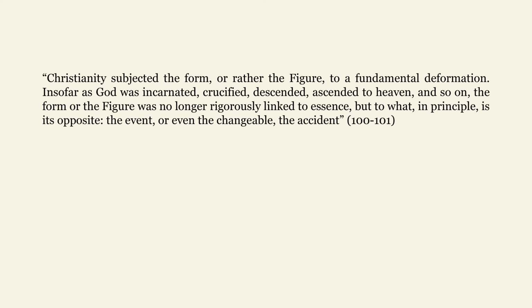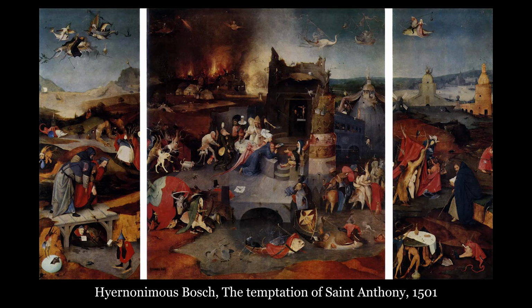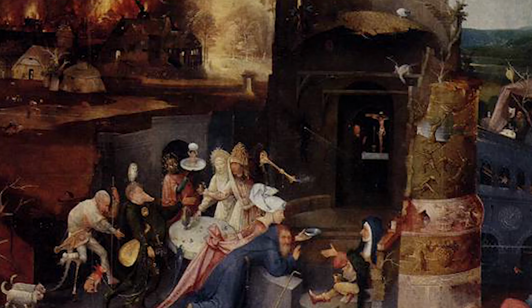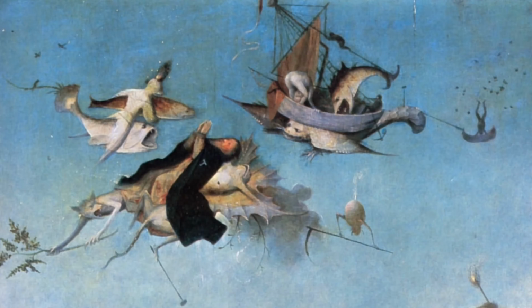The form or the figure was no longer rigorously linked to essence, but to what in principle is its opposite, the event, or even the changeable, the accident. The catastrophe becomes complete, as it were, with the emergence of this new axis, caused by the further separation of the planes and the in-betweenness of the form. This vertical axis, by the way, is one which Deleuze often associates with the depth of time, or pure intensity. The eruption of the accident in painting, that is, a form which is deformed and placed in between the foreground and the background, marks the beginning of modern painting.